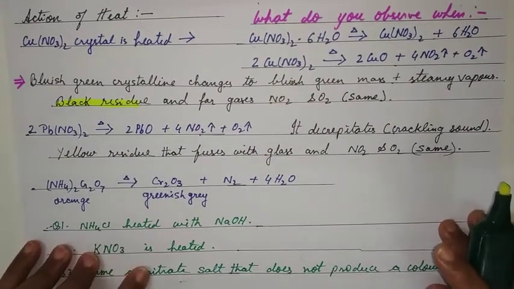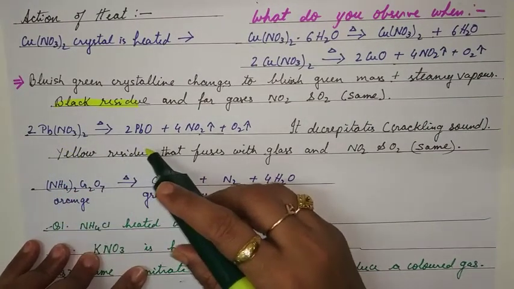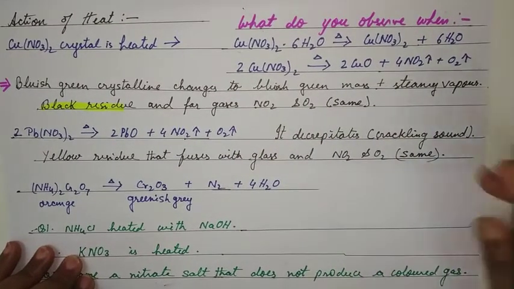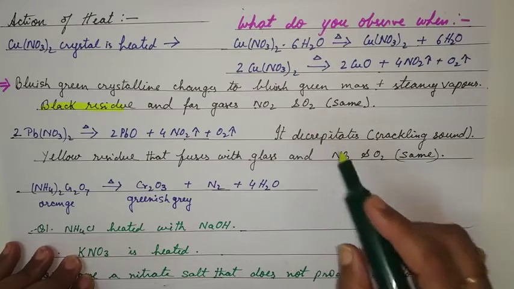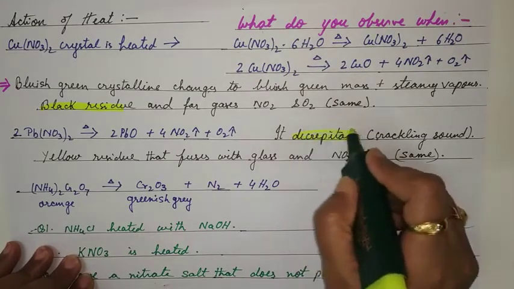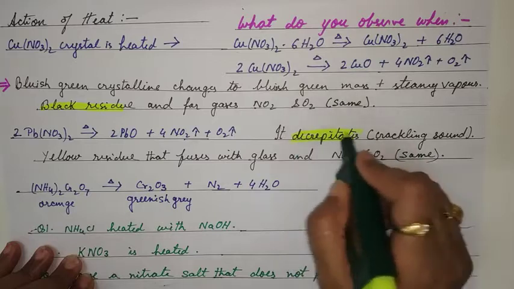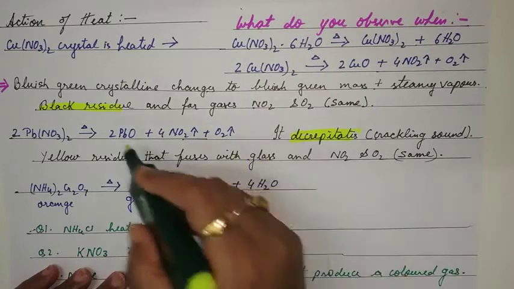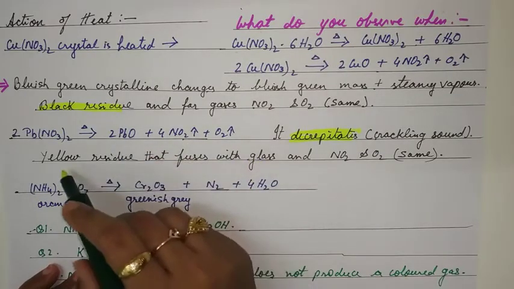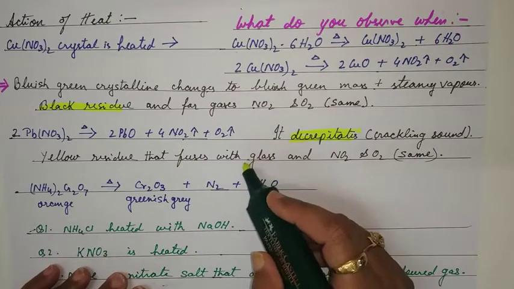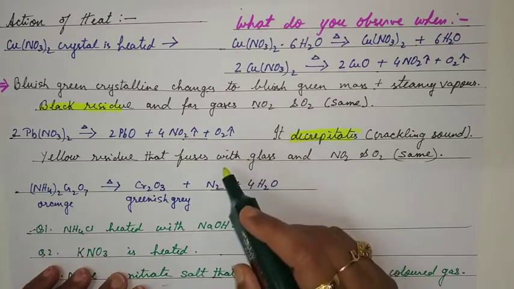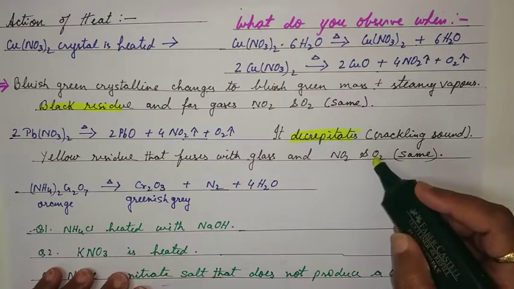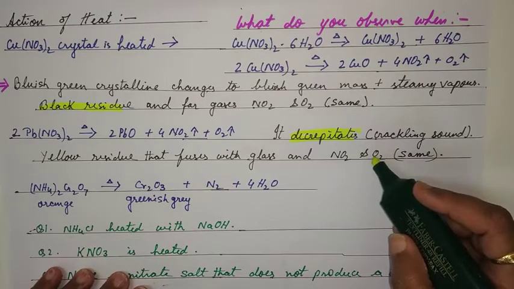Okay, so now on heating, lead nitrate will give you lead oxide, nitrogen dioxide, oxygen. We were talking about this equation in the previous video, but the observation is that it decrepitates. Yes, this is important, that lead nitrate will have a crackling sound, will always decrepitate, and will give you a yellow residue that fuses with the glass. We are talking about lead oxide, yellow residue fuses with the glass. Very important, please, you should not miss this out. About nitrogen dioxide, yes, reddish brown fume. About oxygen, yes, another gas that rekindles the glowing splinter.